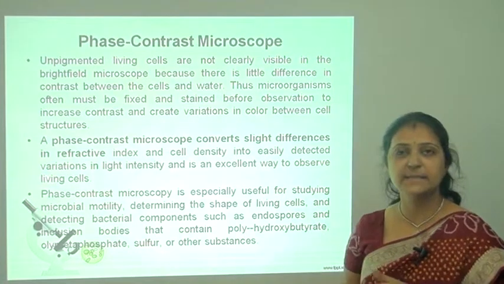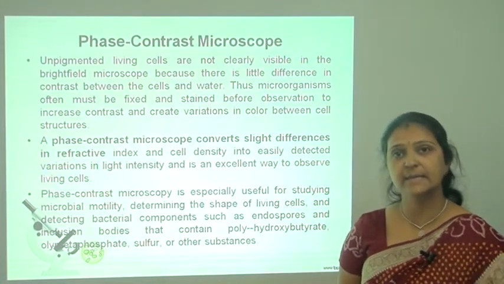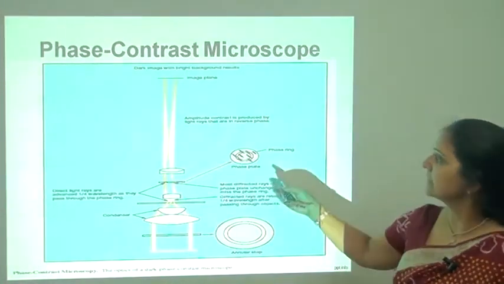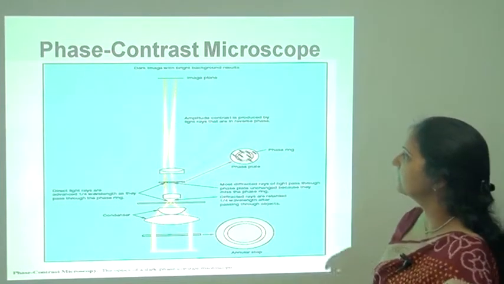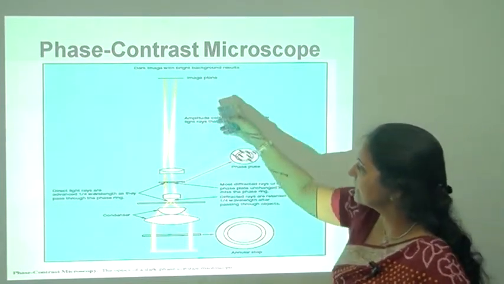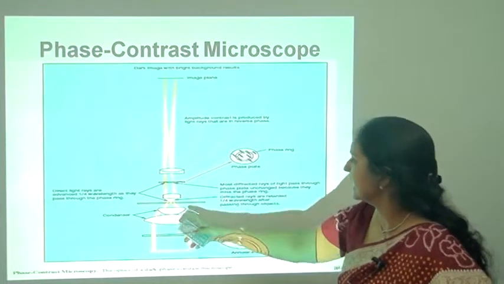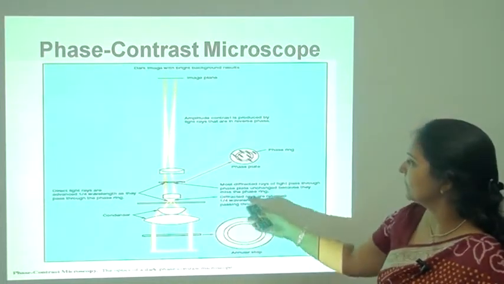So this microscopy is generally used to study living cells which cannot be stained. This is the basic diagram for the phase contrast microscopy. Here you can see the image and here is the condenser and the other parts of the microscope.